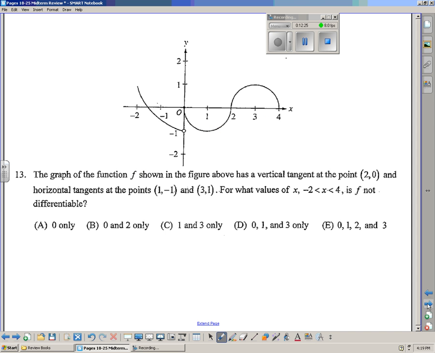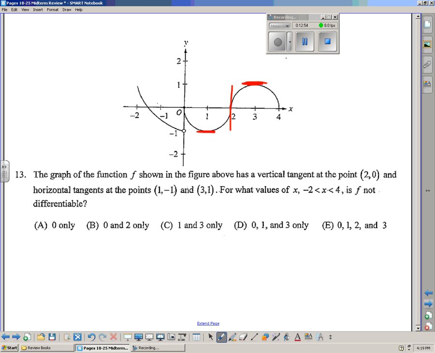Number 13, the graph of this function shown in the figure above has a vertical tangent at (2, 0). So we have a vertical tangent. Actually, let me not draw that as a dotted line. I don't want people thinking it's some sort of bizarre asymptote. So there's my tangent line. And the horizontal tangents are at (1, -1) here, and (3, 1) there.